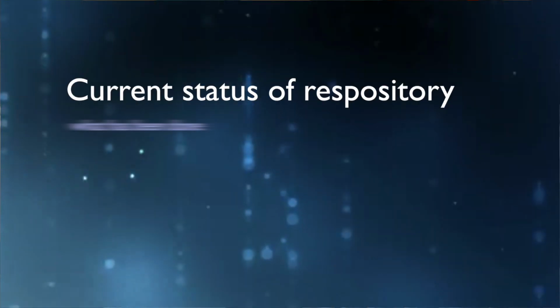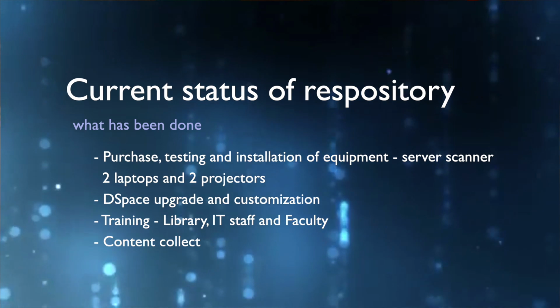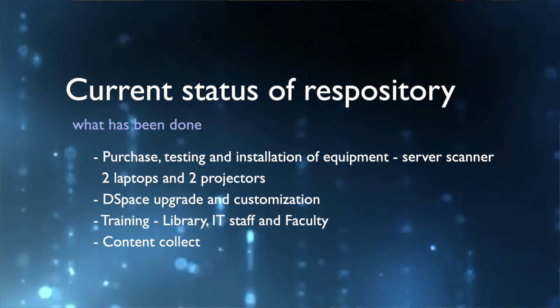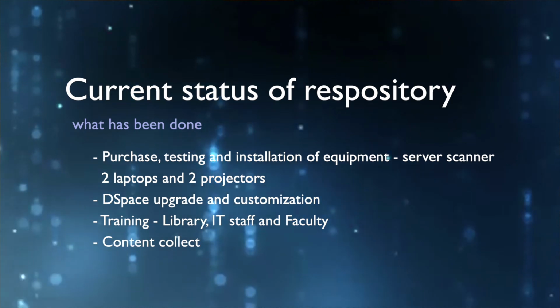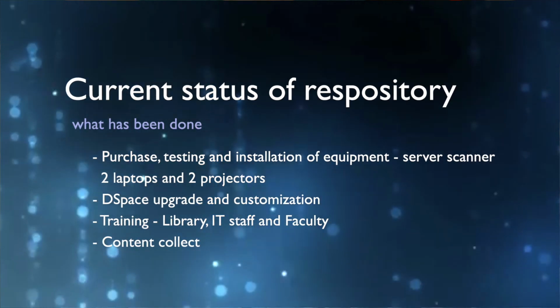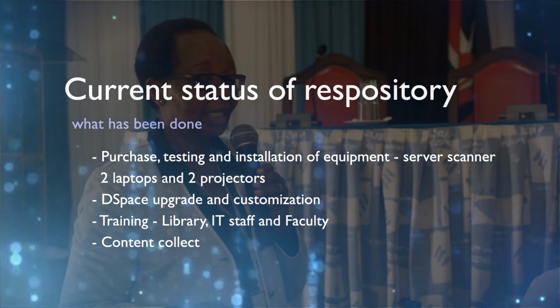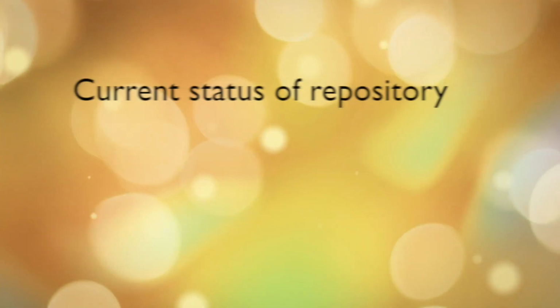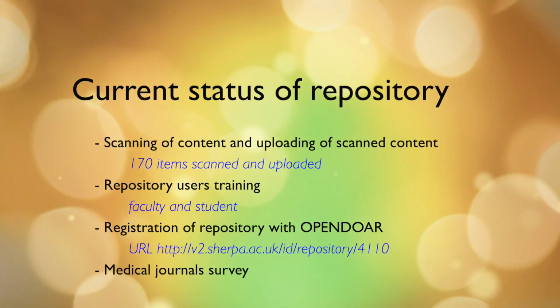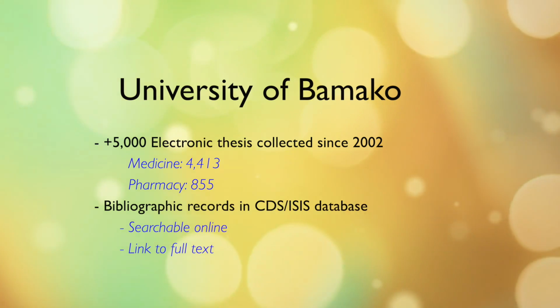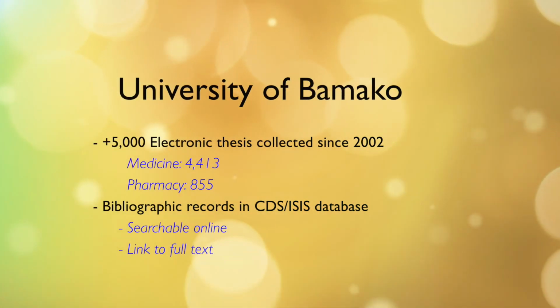The current status of the repository, what has been done? We have purchased equipment, tested and installed, server, scanner. We purchased 2 laptops and 2 projectors, and they have been assisting us in training our users. DSpace upgrade and customization is what has been done, training of staff, and then content collection. We have 170 items scanned and uploaded. We have more than 5,000 files of dissertation in pharmacy and medicine.